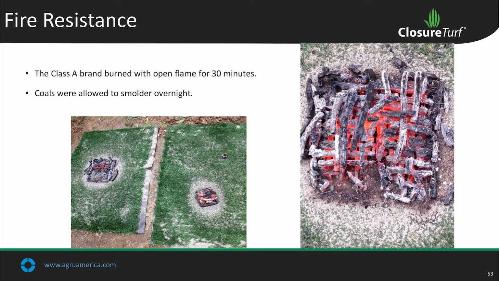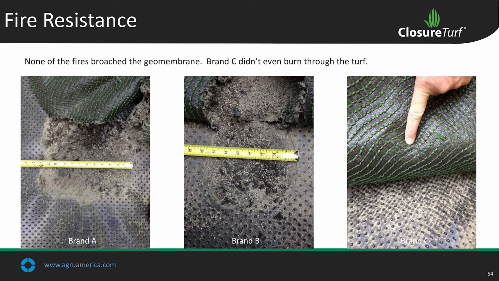and let that Class A brand, 12 inches by 12 inches, burn with an open flame for 30 minutes. The Class B brand, not quite as long, and the Class C brand, even shorter still. Allowed those to smolder overnight. Make sure everything was out before I started poking around. And then took these measurements.